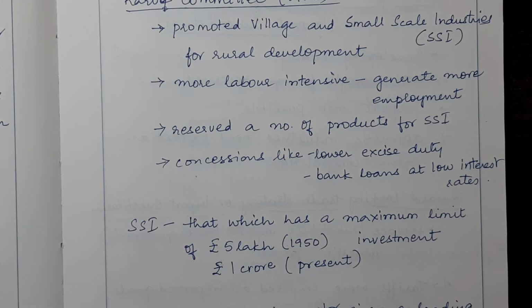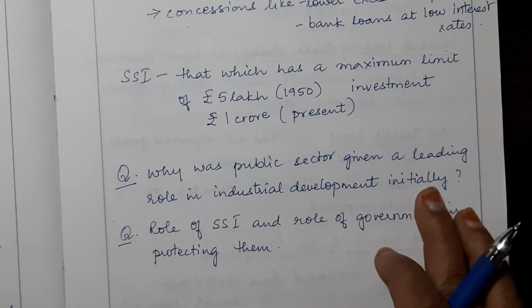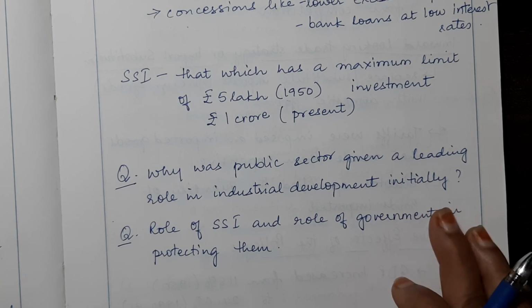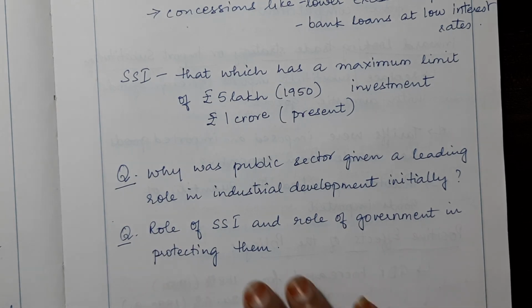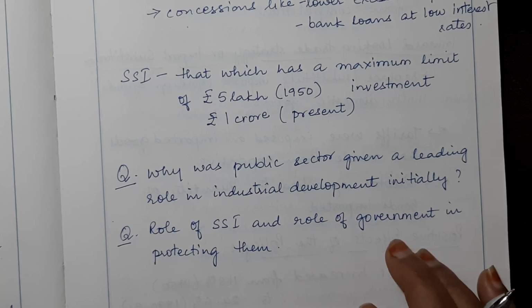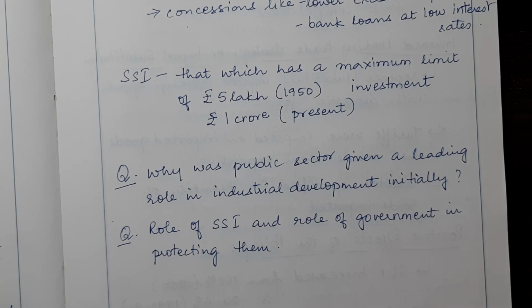So the two questions that would be very important here are, why was the public sector given a leading role in industrial development initially? Because of social welfare and social justice. Then the second question is the role of these small scale industries and the role of government in protecting them. This is also to protect the rural areas and rural employment and the upliftment of the rural areas.